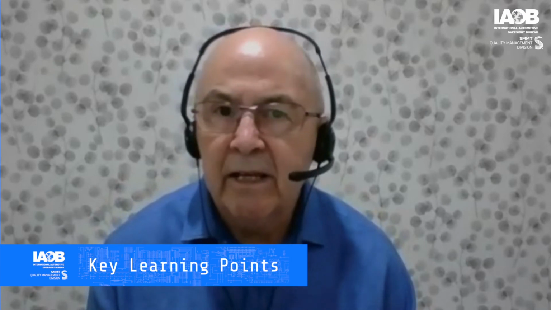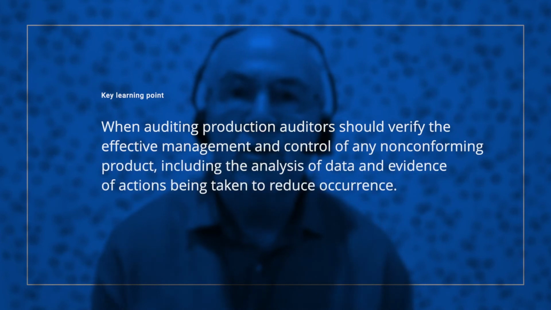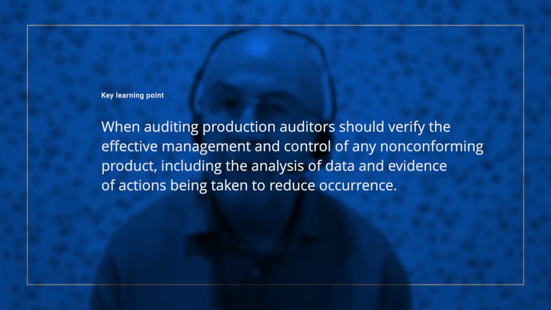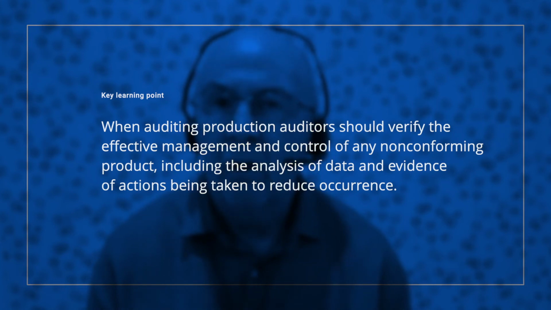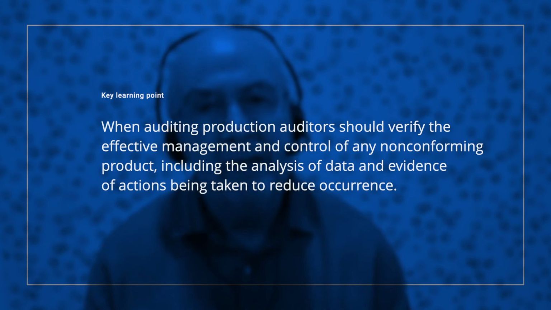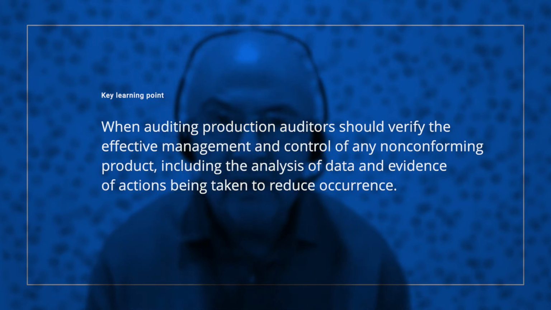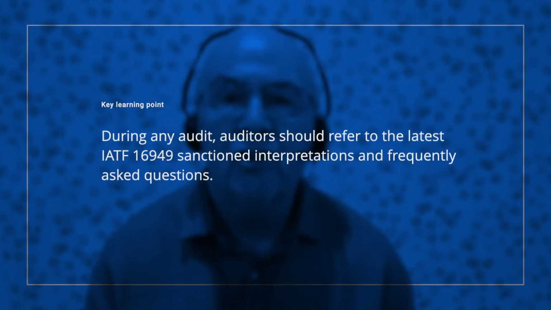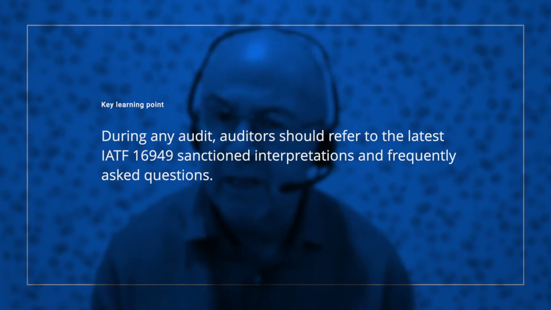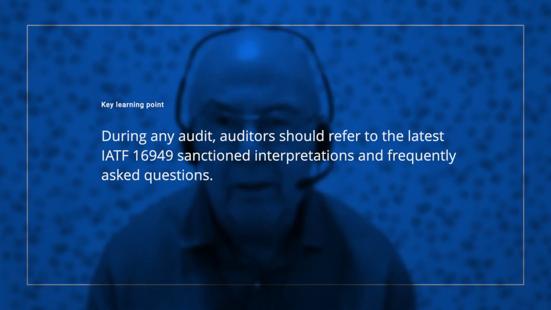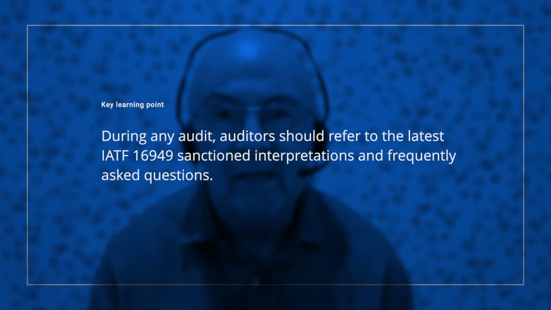So let's summarize the key learning points. When auditing production, auditors should verify the effective management and control of any non-conforming product, including the analysis of data and evidence of actions being taken to reduce the occurrence of non-conforming product. When doing any audit, auditors should refer to the latest IATF 16949 sanctioned interpretations or frequently asked questions, sometimes shortened to SIs and FAQs.